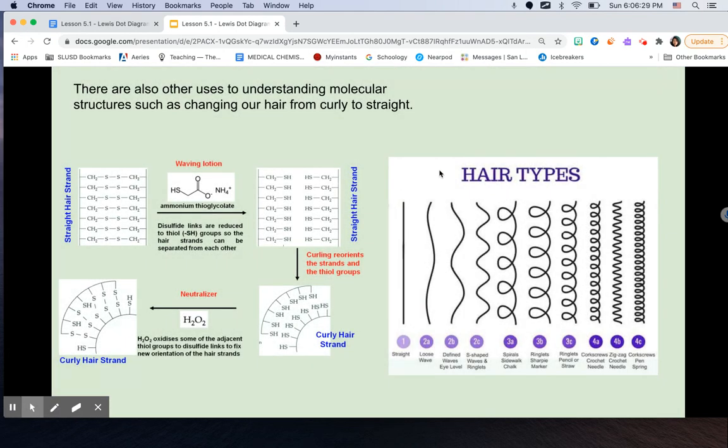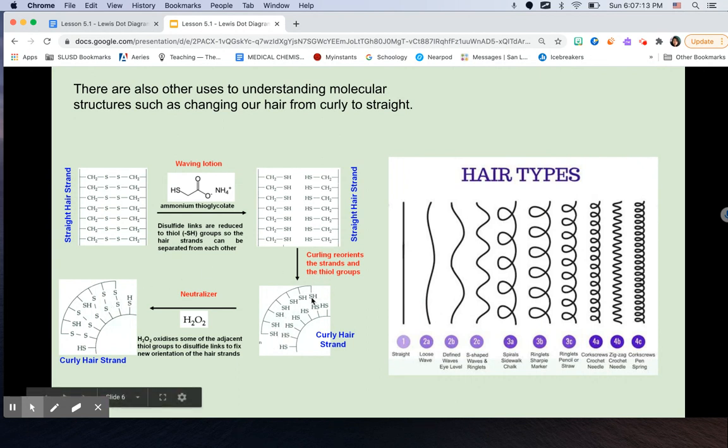There are also other uses to understanding molecular structures, such as changing your hair from curly to straight or straight to curly. So oftentimes, if you have straight hair, the proteins in your hair called keratin look like this particular shape. So they're bonded straight across, and that causes your hair to be straight. When you add waving lotion and a neutralizer, sometimes called an oxidizer, you're breaking those specific bonds, or the way your hair combines, in order to get these curly strands.